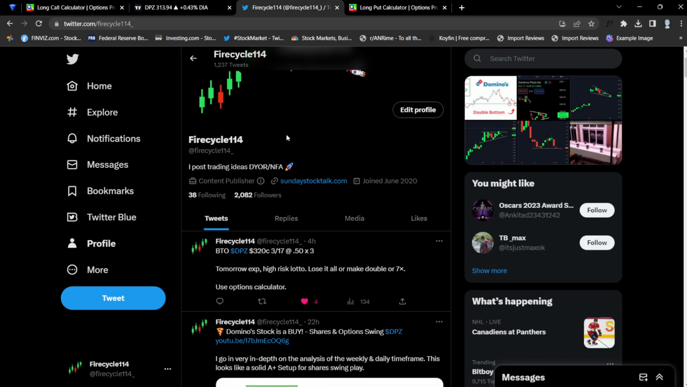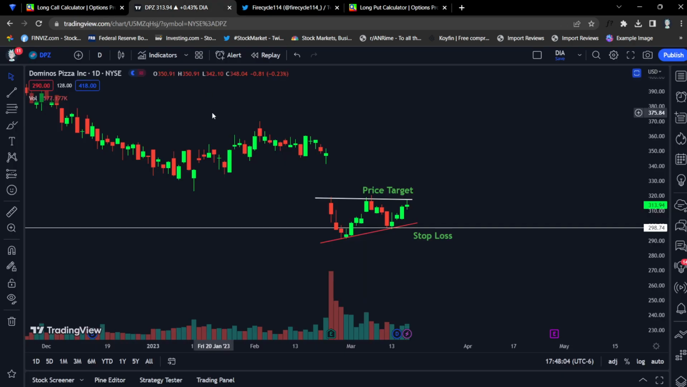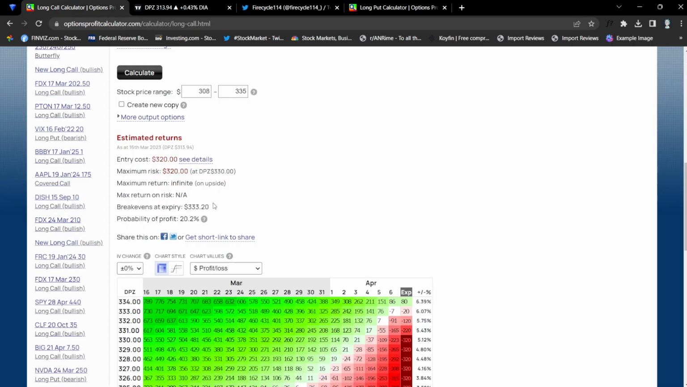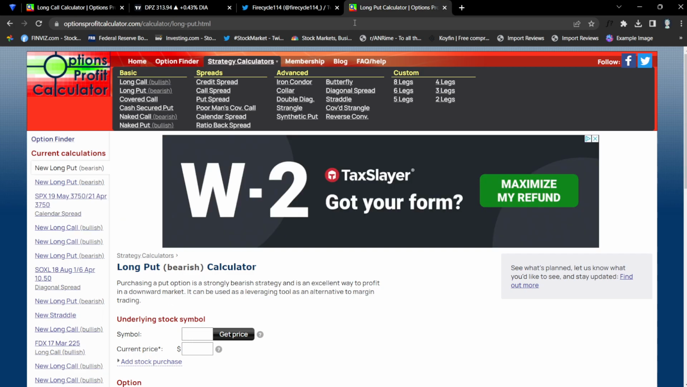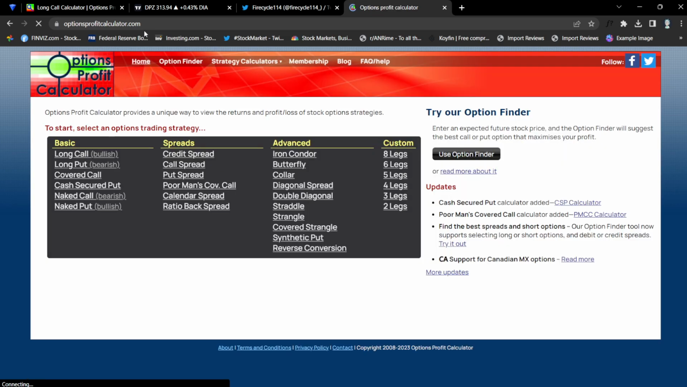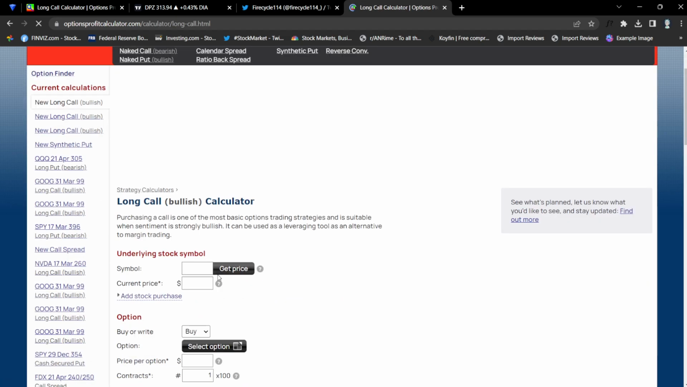Now the first thing that I'm going to do is, let's just say I want to do a day trade on Domino's. Again, I go to this website called optionsprofitcalculator.com. I'll leave it in the description, and make sure you pin this website. Click the long call or the long put. I'll give you guys an example of a put also, but for example, you want to grab a call, and then where it says simple, type in the ticker symbol.